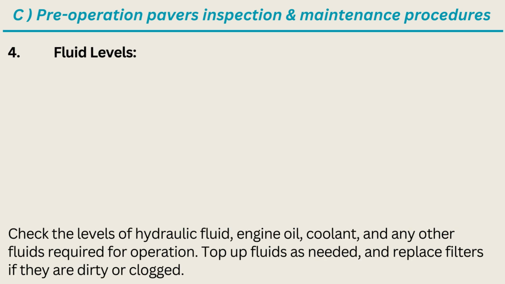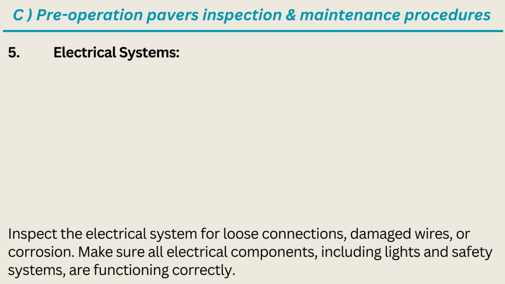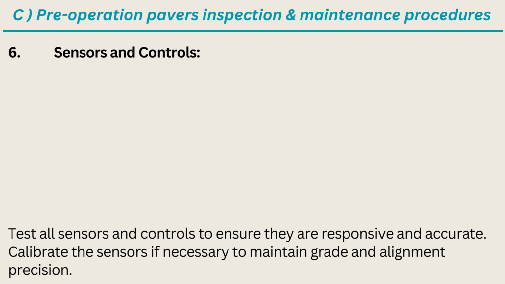4. Fluid levels. Check the levels of hydraulic fluid, engine oil, coolant, and any other fluids required for operation. Top up fluids as needed, and replace filters if they are dirty or clogged. 5. Electrical systems. Inspect the electrical system for loose connections, damaged wires, or corrosion. Make sure all electrical components, including lights and safety systems, are functioning correctly. 6. Sensors and controls. Test all sensors and controls to ensure they are responsive and accurate. Calibrate the sensors if necessary to maintain grade and alignment precision.